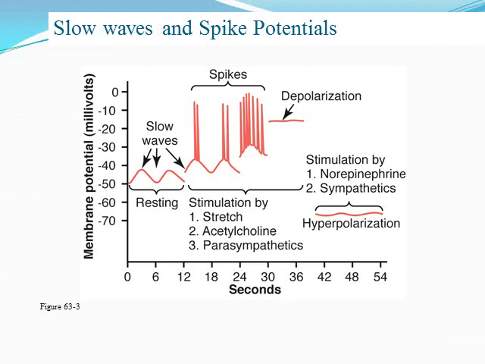So this shows an overview of the input that we can see. We've got your slow waves coming through, and then when the tissue stretches or you have input from acetylcholine or parasympathetics in general, you're going to have stimulation, and then of course hyperpolarization from norepinephrine or other sympathetic triggers.